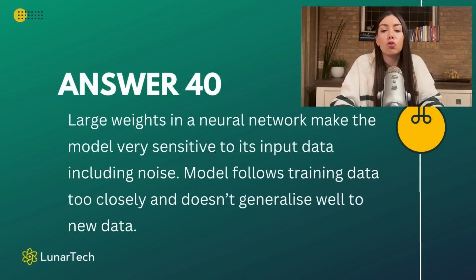Now, how is it related to the weights of the model? Large weights in a neural network will make the model very sensitive to its input data, which might also include outliers or noisy data. And when the model follows training data too closely, which also includes these unusual points, then this model will not generalize well to new data. Therefore, that's something we don't want to have. We want to solve the problem of overfitting to ensure that our model is generalizable and will perform equally well, or at least to some extent very similarly to its performance on the training data, when we introduce the model to new data.